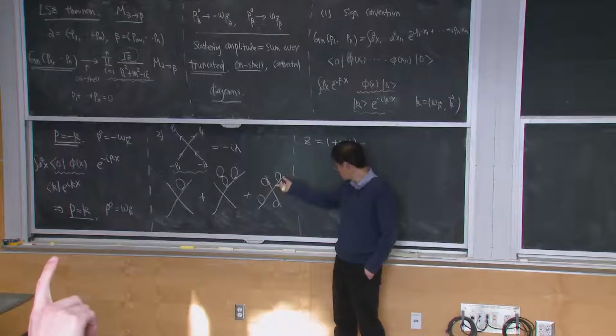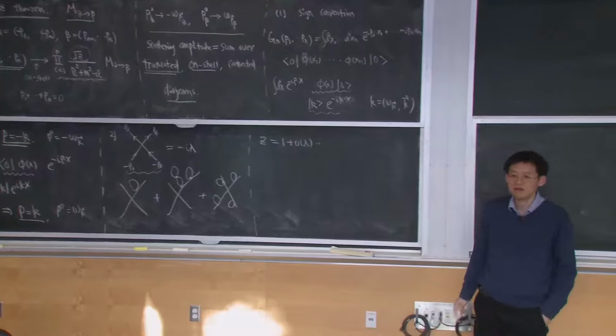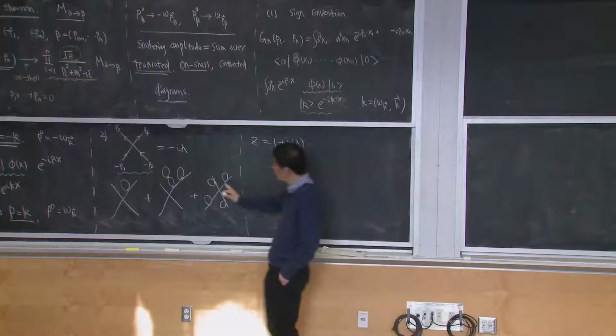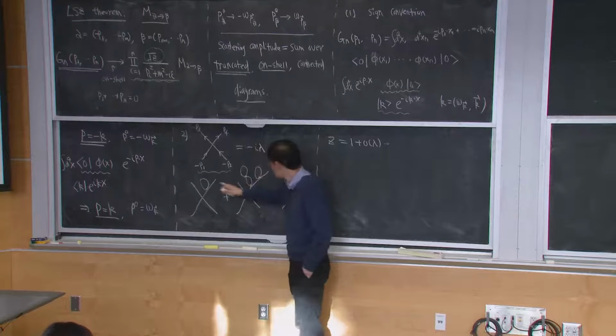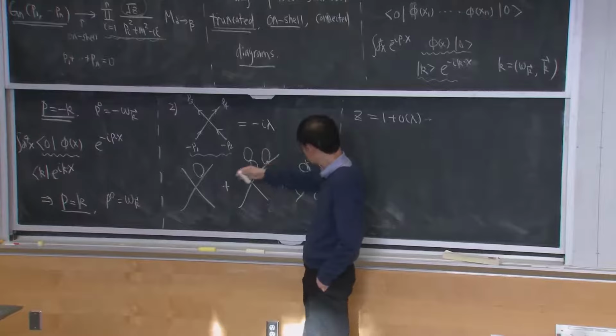But when calculating the actual, let's say, endpoint function, we're supposed to include all this. That's right. When you calculate the endpoint function, you have to include all this. But when you calculate the scattering amplitude, you don't need to, because in the scattering amplitude, you need to divide by the extended propagator. And all these things essentially just give you the correction to the extended propagator and include it in that constant Z.